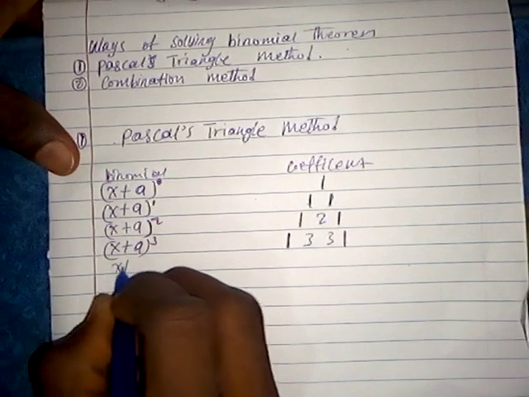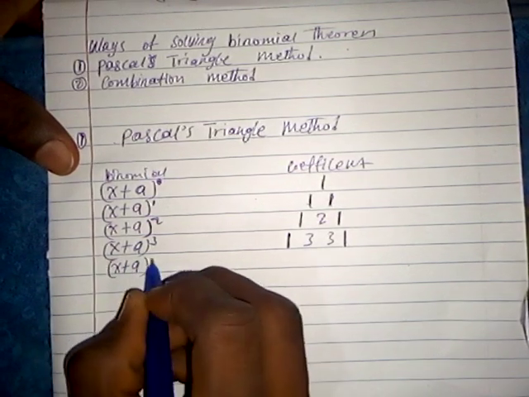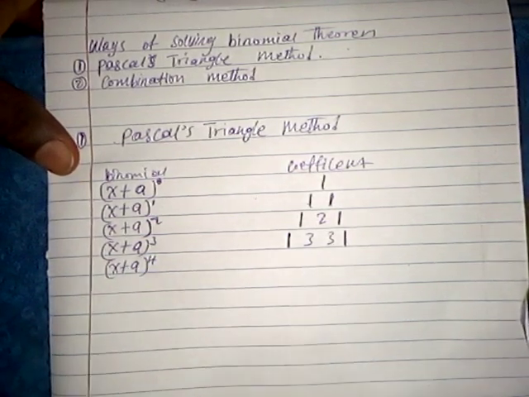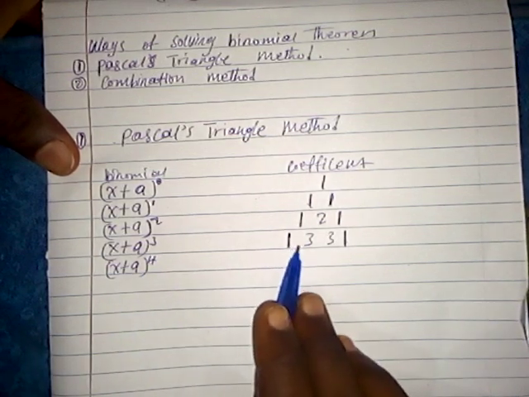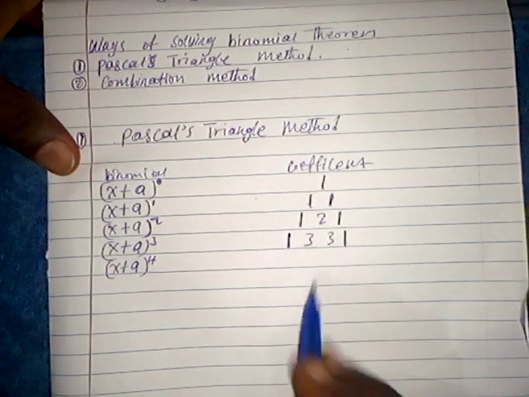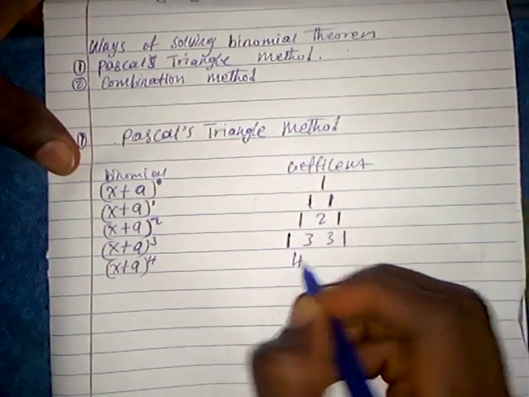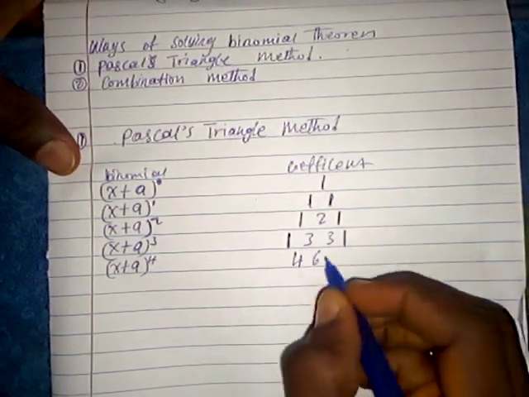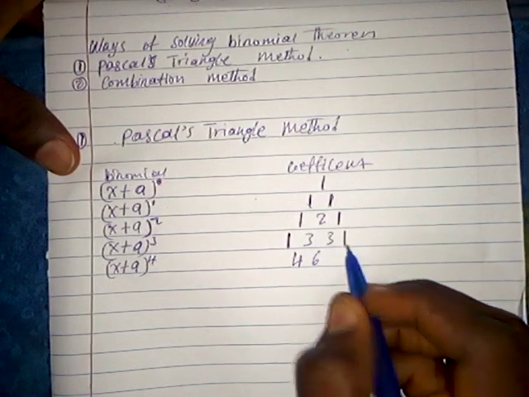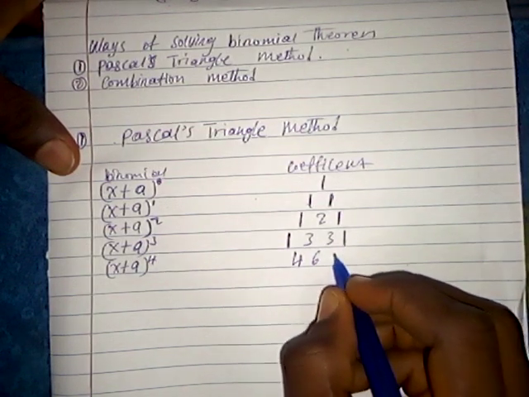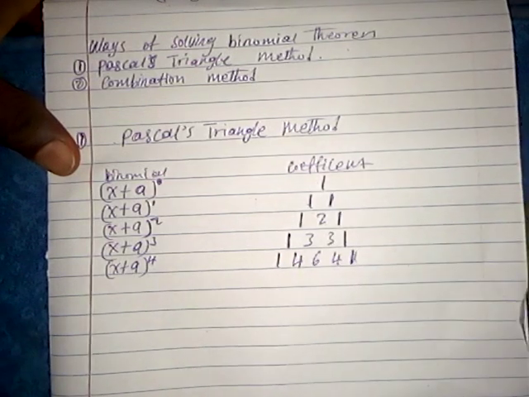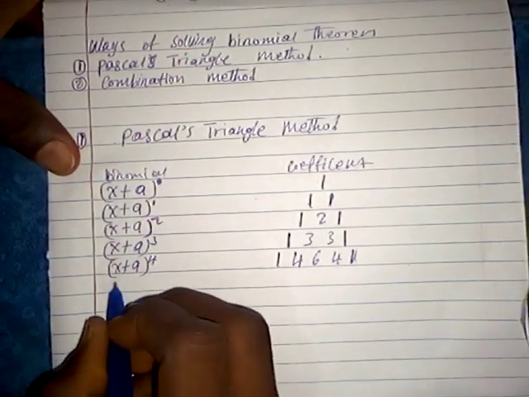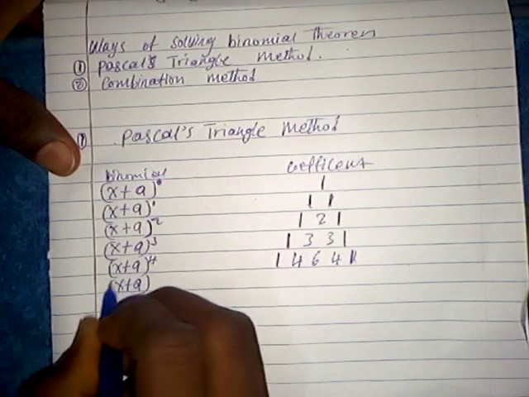Now we go. x plus a raised to the power what? 4. How are we going to get the coefficient of power 4? We must get it from the previous coefficient. 1 plus 3 is going to give you what? 4. 3 plus 3 is going to give you what? 6. 3 plus 1 is going to give you what? 4. And they must start with 1 and end with 1. Good.